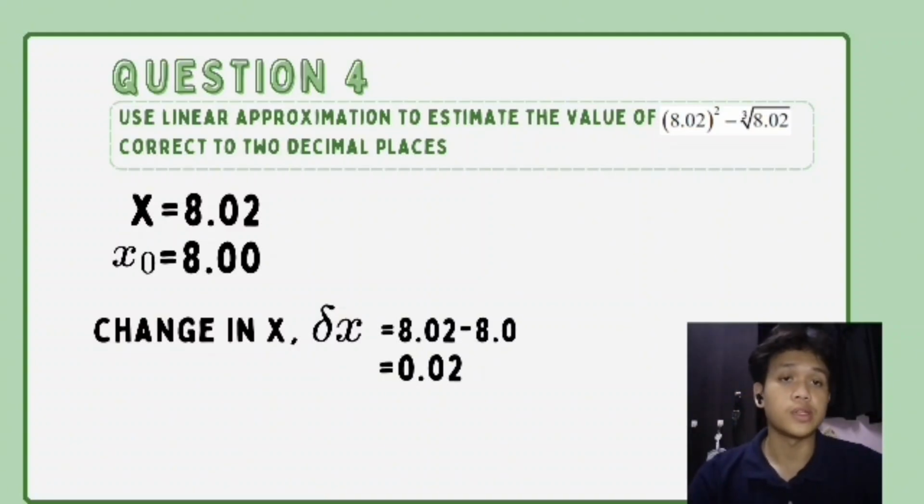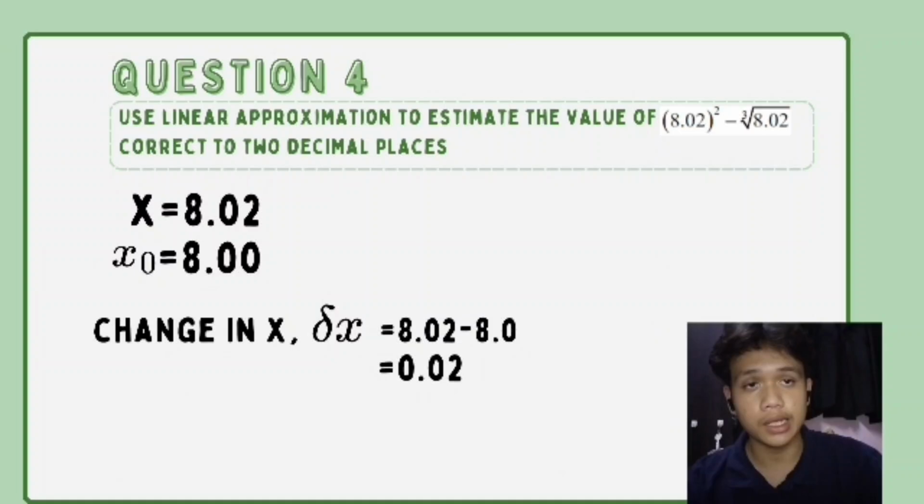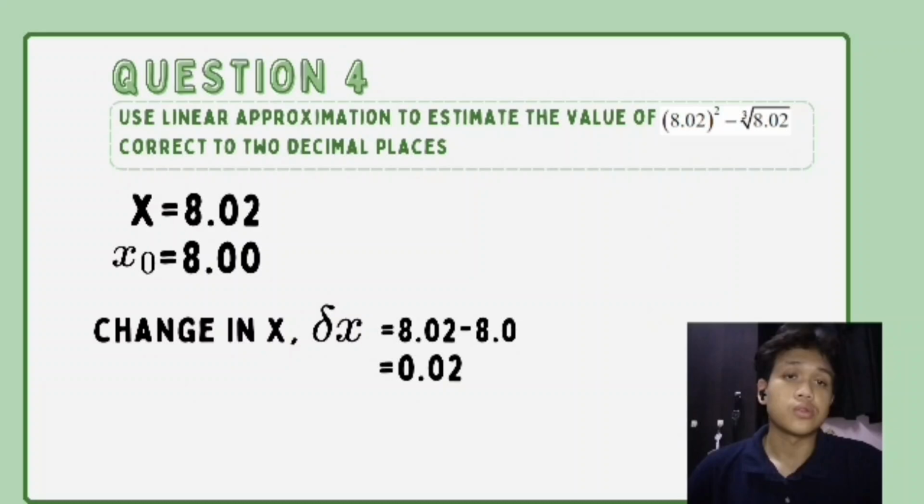For the x naught, we need to find the closest number to the original x to make our calculation easier or simplified. So in this case, we're going to use 8.0. Next, to find delta x, what we need to do is x minus x naught. So 8.02 minus 8.0, we get 0.02.